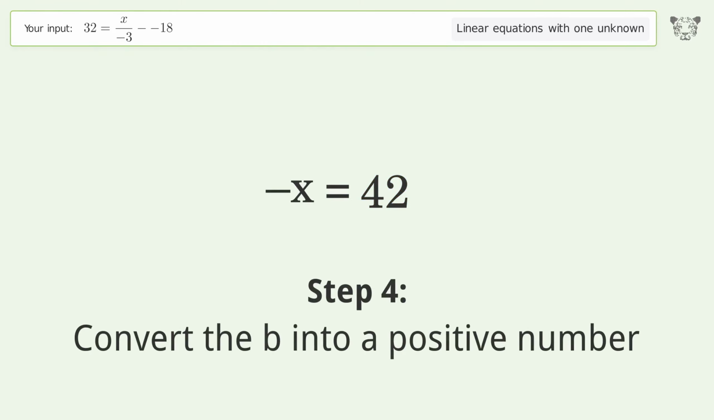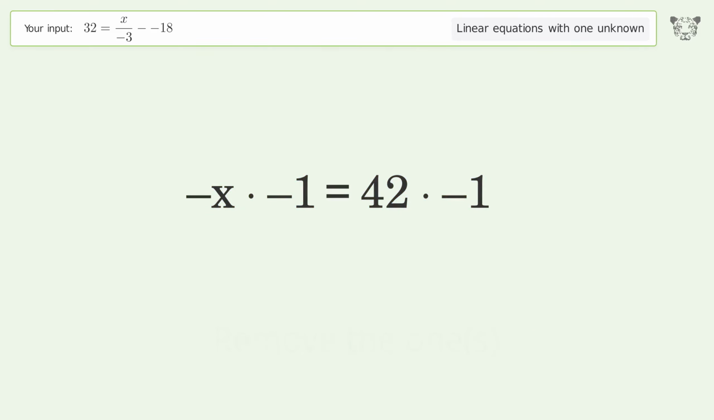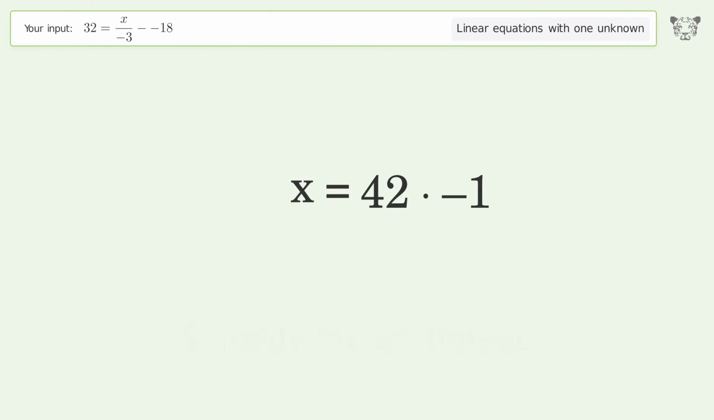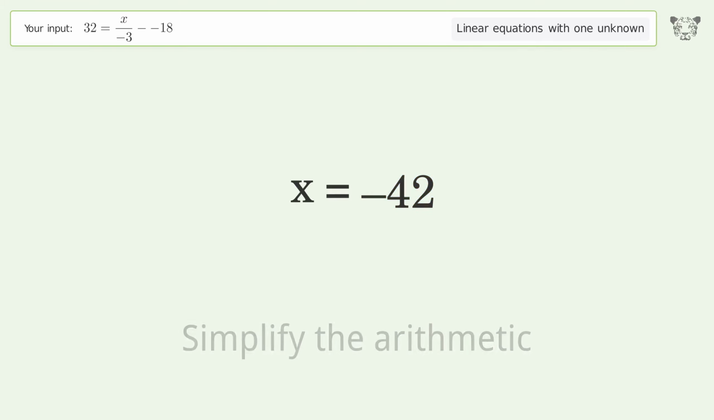Convert the b into a positive number. Multiply both sides by -1. Remove the ones. Simplify the arithmetic. And so the final result is x equals -42.